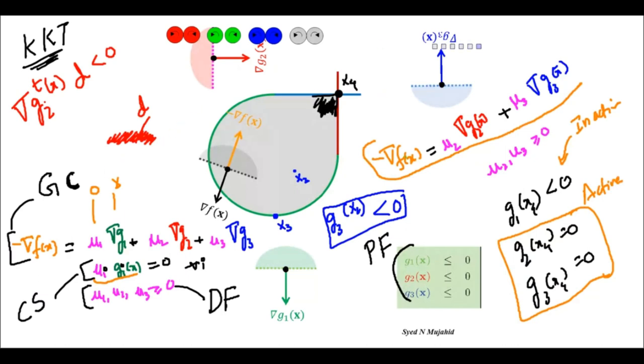Okay. So that is why we are writing here mu_i g_i(x) equals zero. If g_i(x) is not equal to zero, it means the constraint is not active, and then for sure mu_i will be zero. So one of them will be zero for sure. Either the scalar is zero, or the constraint is active. That is the meaning of complementary slackness. Is this clear, guys? Clear. Okay, good.